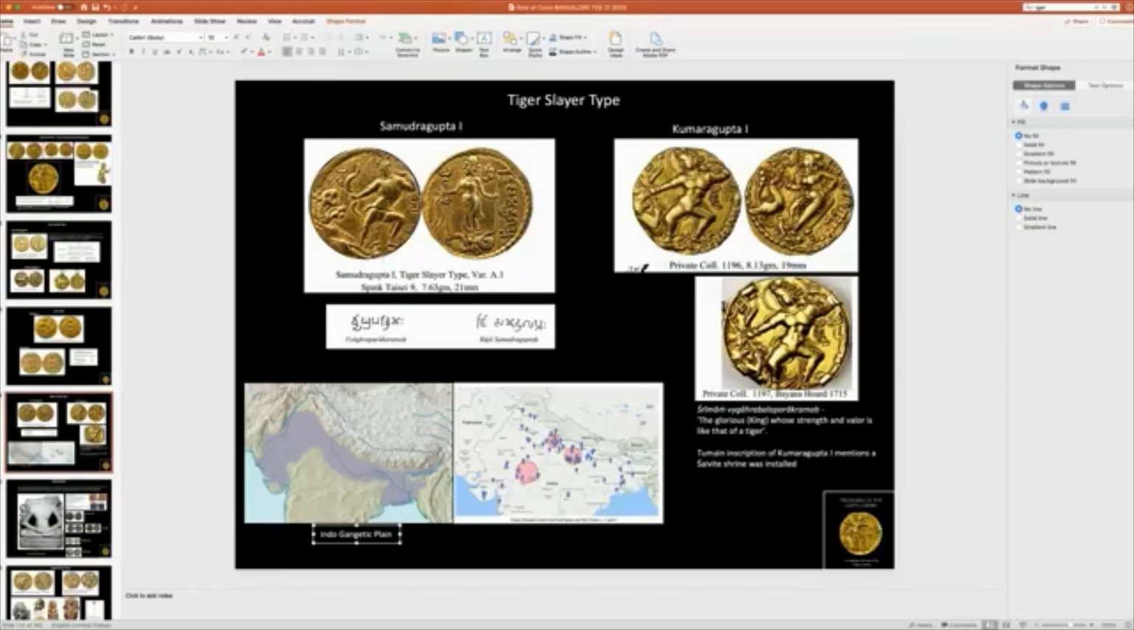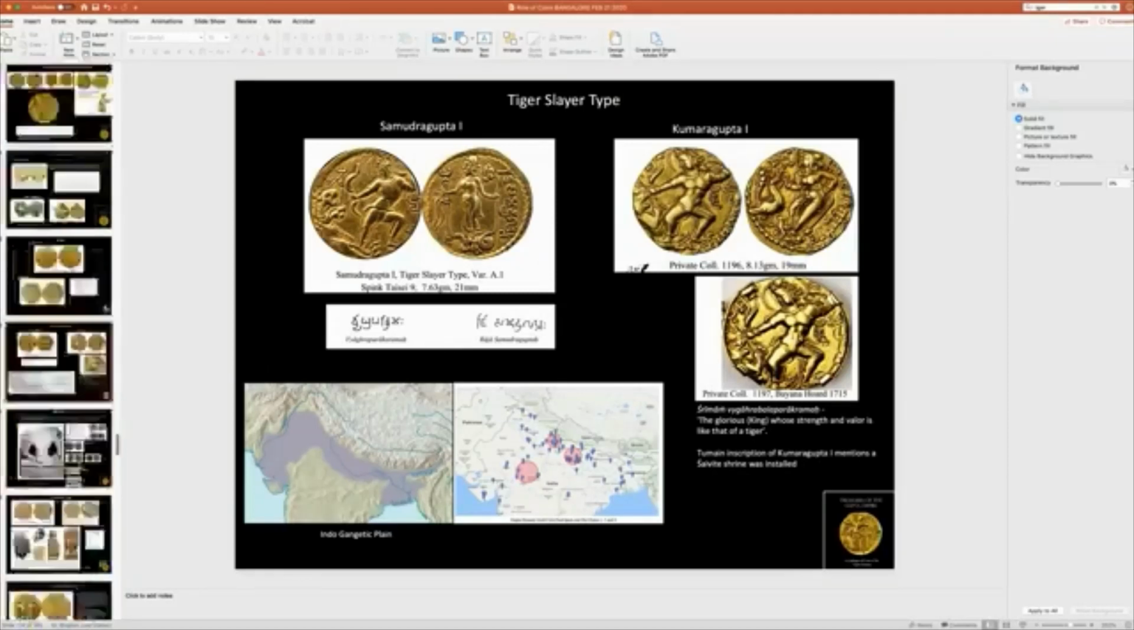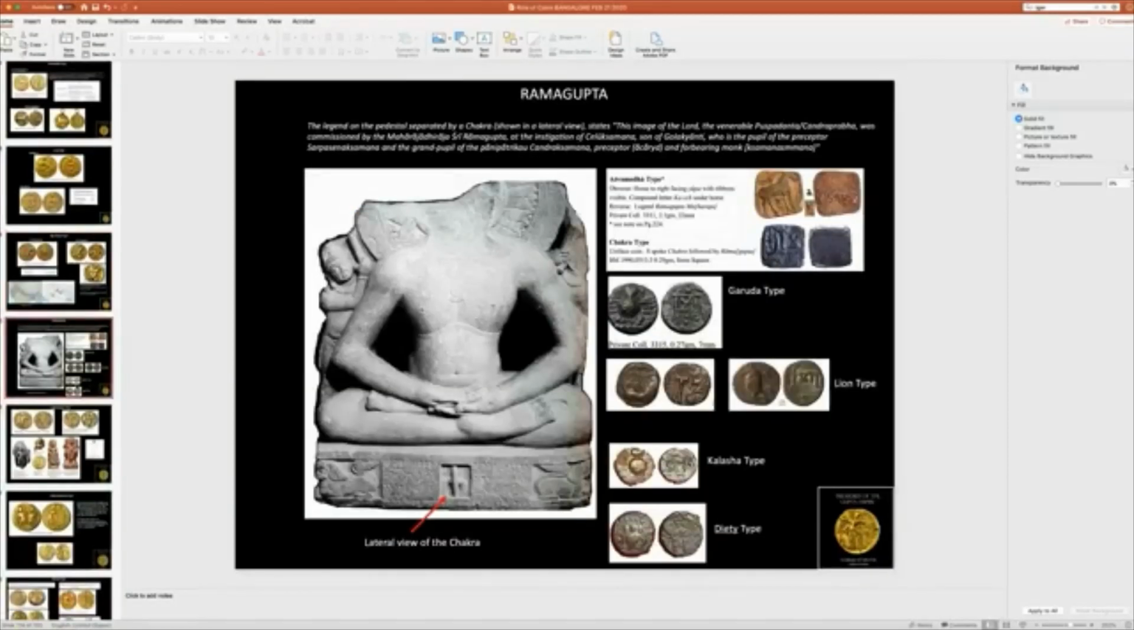The kings considered it a good sport, and they were very happy to proclaim that they were very powerful and very strong, and that they were able to kill the tigers. Next, we talk about the coins issued by Ramgupta, and we talked about Ramgupta in one of the earlier talks. And we only find copper coins issued by Ramgupta.